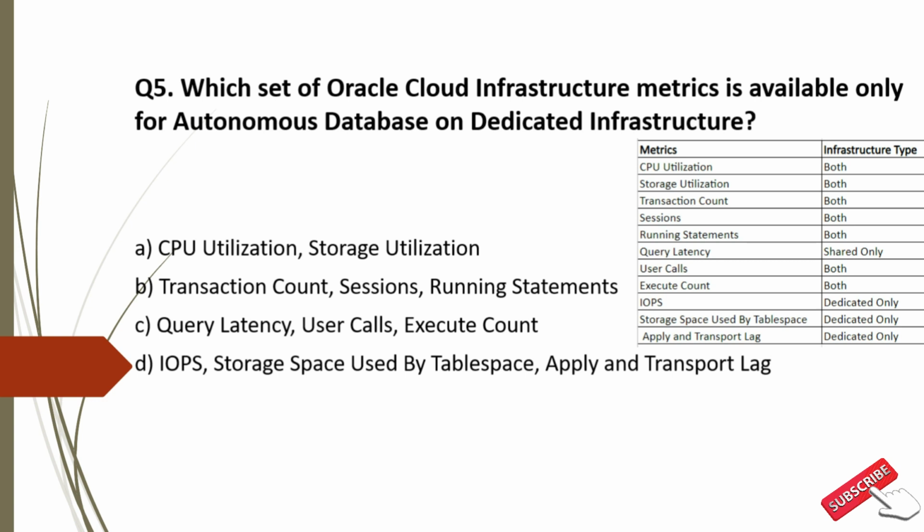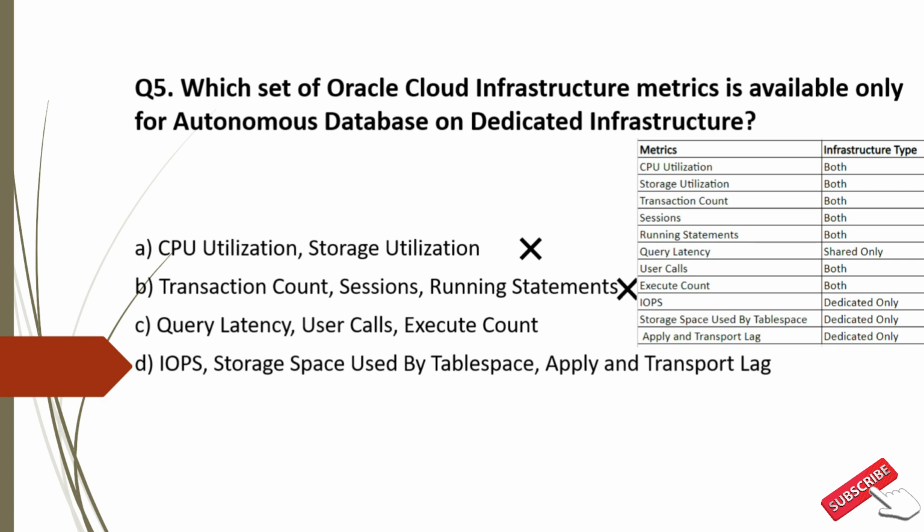Option A, CPU utilization, storage utilization. By referring to the right side table, both of the metrics available for both type of infrastructure. But we have to choose which is available only for dedicated infrastructure. So this is incorrect. Option B, transaction count, session, running statements. All of these three are available for both. So this is also incorrect.